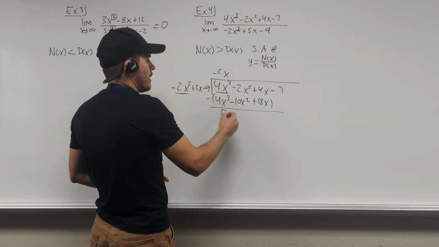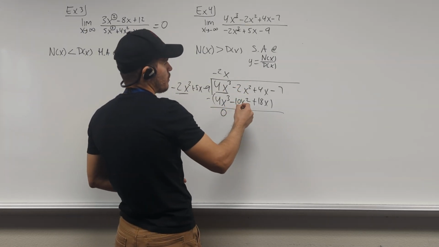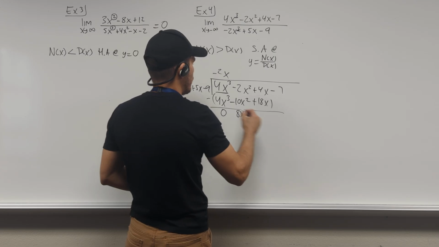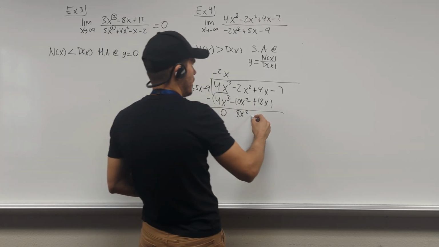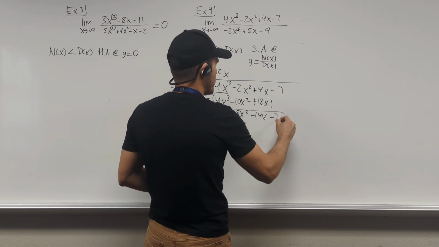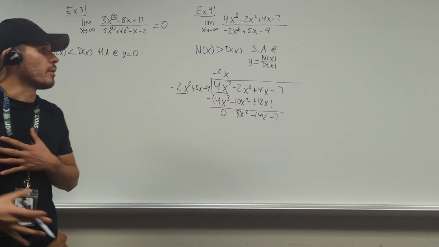This term has to cancel. In this case, this 10 becomes a plus, so that will be an 8x squared. This will become a negative, so this will be negative 14x. I will bring down the 7. But here's the thing I'm going to do.